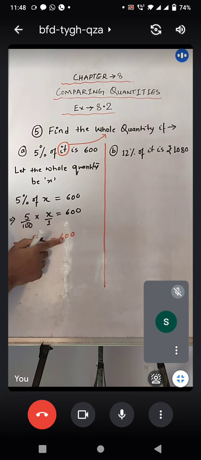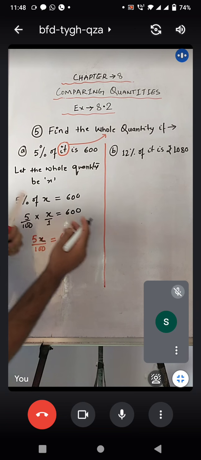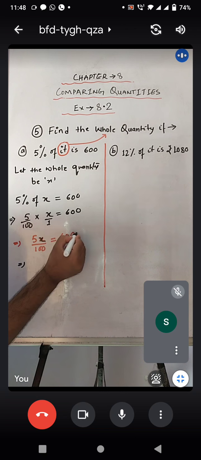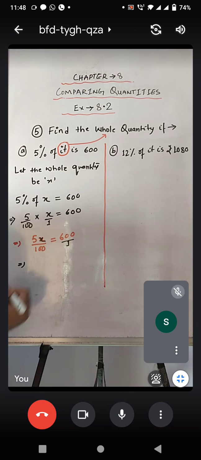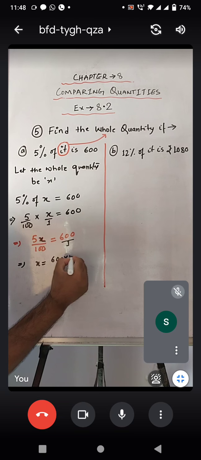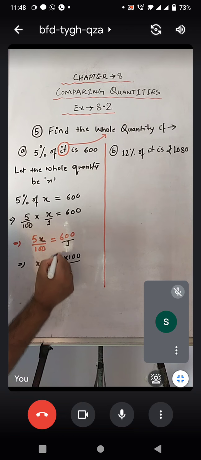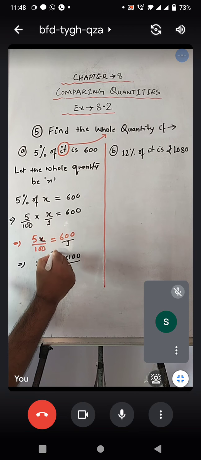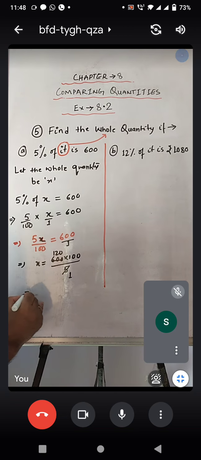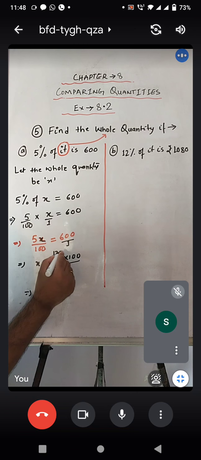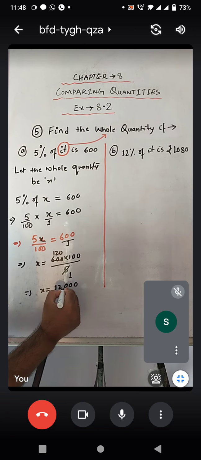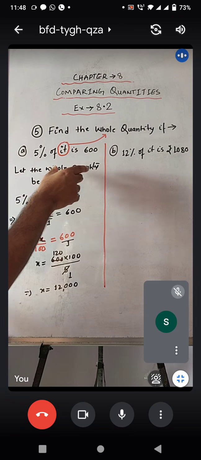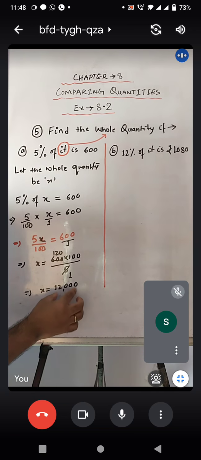So we have to move this 100 and 5 towards the right hand side. That means we have to transpose those numbers. So 100 will be multiplied with 600 and 5 will be multiplied with the denominator, which we have as 1. Okay, so x is equal to 100 into 600 and 5 into 1. 5 into 1 is 5 only. Now we'll reduce it. So 5 ones are 5, 5 120s are 600. So x is equal to 12,000. Okay, so your whole quantity for sum number A is 12,000.